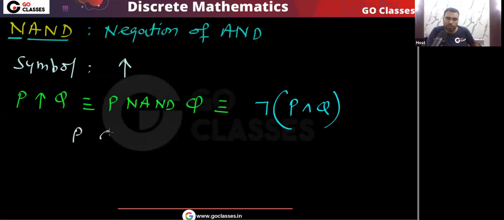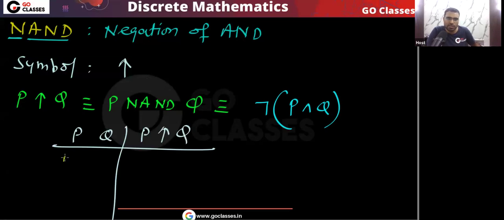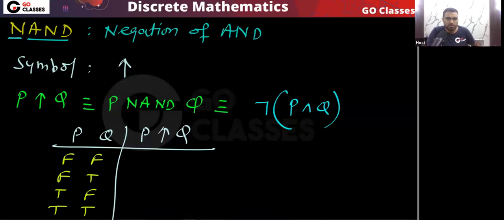So tell me what will be the truth table of NAND. P, Q, P NAND Q. The truth table is very simple. For every truth value combination of P and Q, what will happen? Very simple, just do negation of and. In this case, and will be false, so negation of and will be true. In this case, and will be false, so negation of and will be true. In this case, and will be false, so negation of and will be true. In this case, and will be true, so negation of and will be false. Okay, is this clear? So this is the truth table of NAND. Very simple.